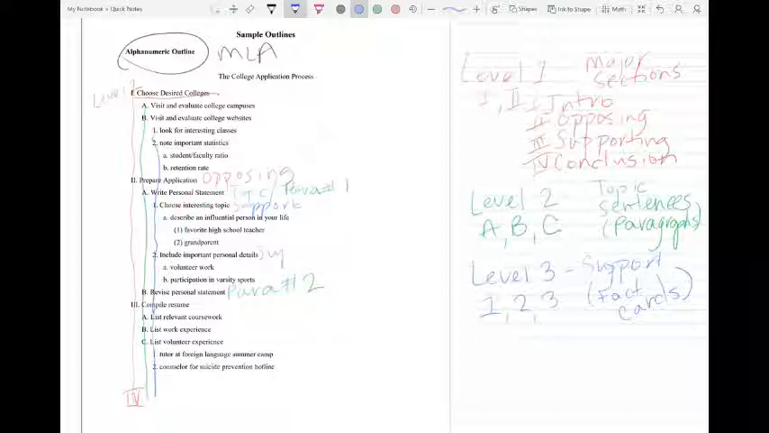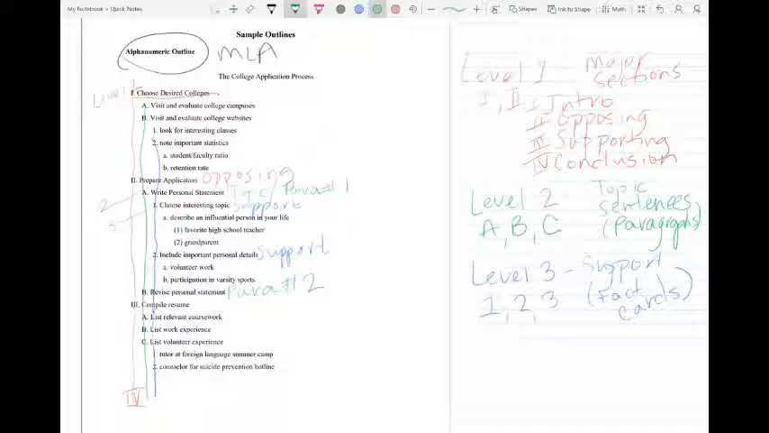Now you can see that this outline goes past. So here's your level 3s. Okay, and then here are your level 2s. All right. And so you can see that this actually goes past the 3 because here you get level 4 and then down here you get level 5. You only have to go to a level 3 for me.